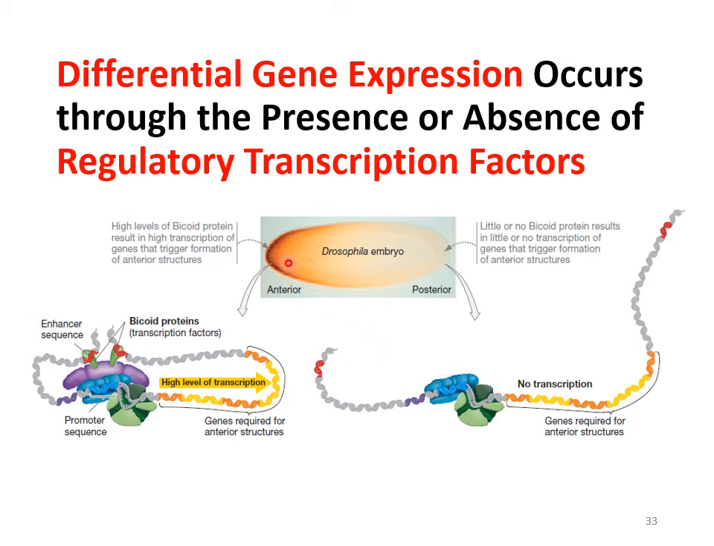And what you'll notice when I say differential gene expression occurs through the presence or absence of these transcription factors, well, look at the embryo. You get certain genes expressed on the anterior side because of the high presence of bicoid. And then because bicoid decreases toward the posterior side and there is little or no bicoid on that posterior side, you get a completely different set of genes that are expressed in the posterior because of the absence of bicoid.